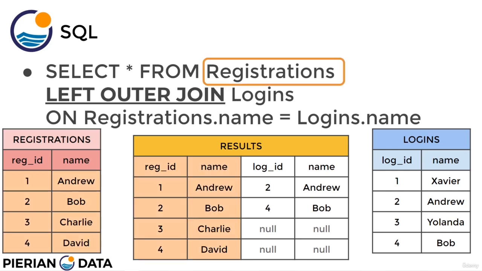So again, everything from registrations ends up showing up in this left outer join, which is why it's critical to remember that table order does matter in the SQL query syntax when it comes to a left outer join or a left join.